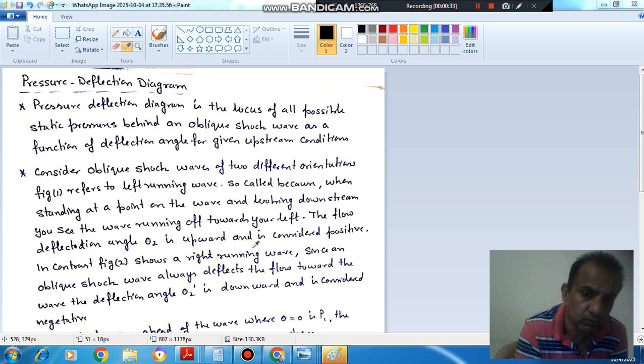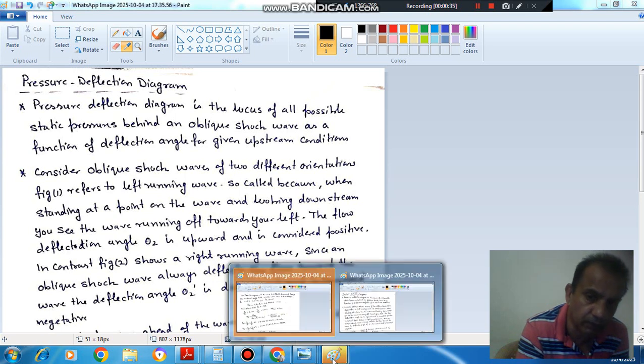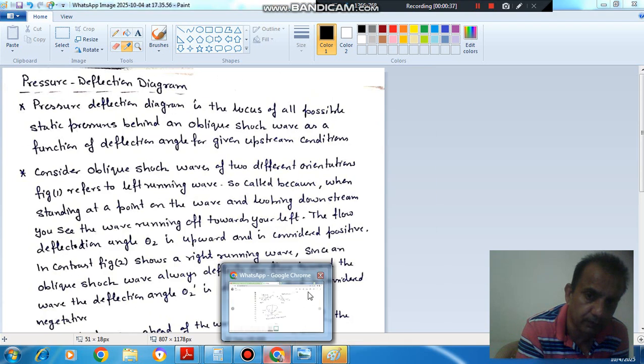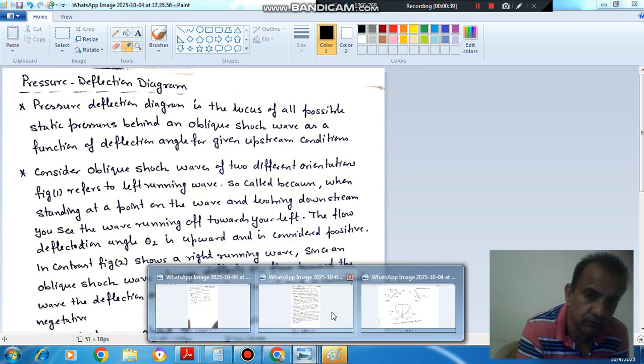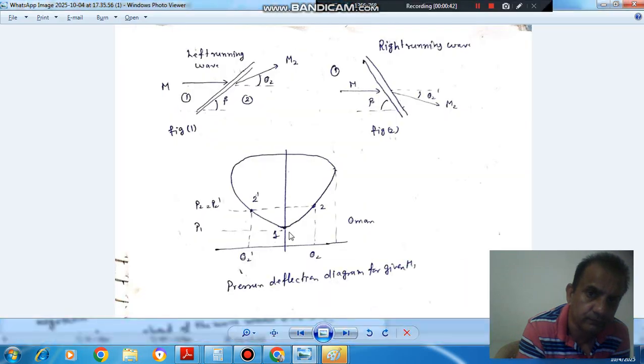Here the pressure deflection diagram is the diagram between pressure downstream and the deflection downstream of an oblique shock. To understand this we have to define two types of wave: first is the left running wave and second is the right running wave. This is an oblique shock having shock angle beta and deflection angle theta 2. Before the shock the Mach number is M1, and after the shock the Mach number is M2. And the deflection is theta 2.